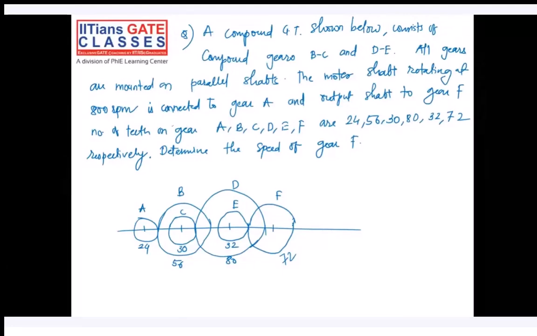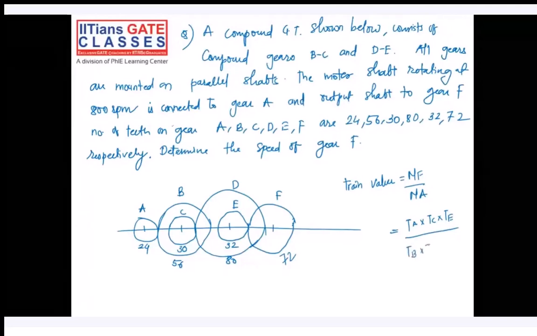So, in case of compound gear train, you know the train value. What is the train value? In this case that is NF by NA. Okay, speed of the last gear divided by the first gear, and that is equal to the product of number of teeth on driving gear TA into TC into TE divided by number of teeth on driven gear, which is TB into TD into TF. Okay, so with this information, try to solve the question.